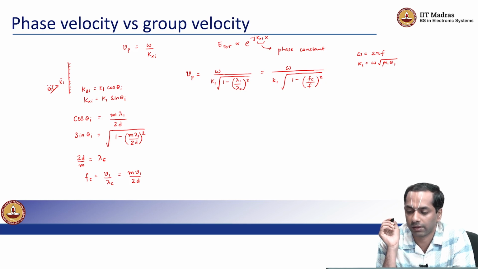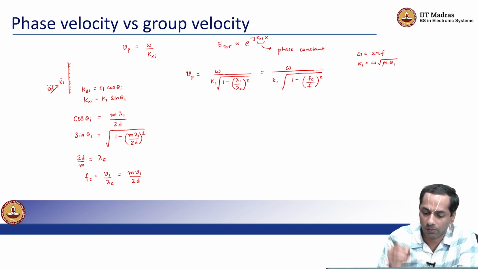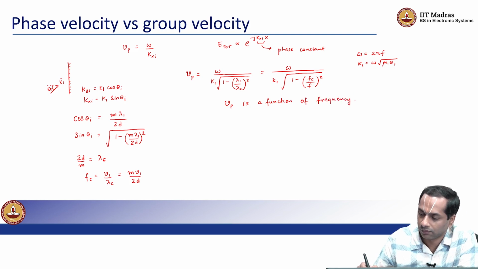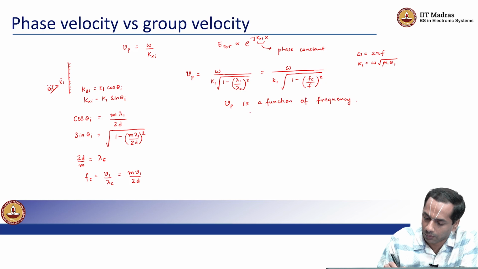But the interesting thing is, remember that for a plane wave in an unbounded dielectric medium, which was isotropic and homogeneous, we saw that the phase velocity was constant. It was just omega by k, and it was not a function of frequency. Now we find that Vp is a function of frequency. So this is what we call a dispersive medium.